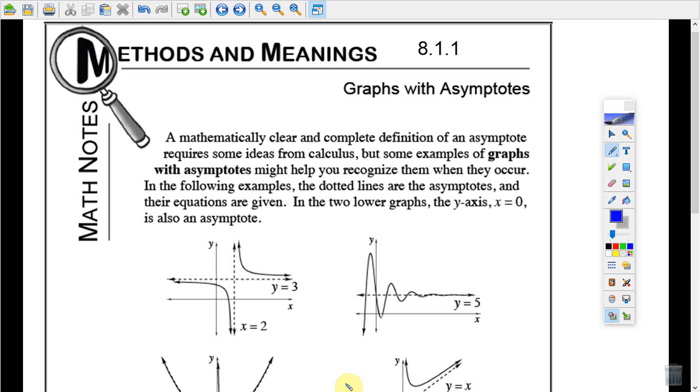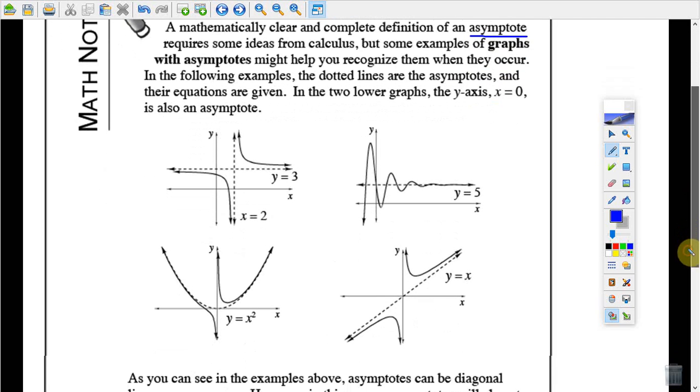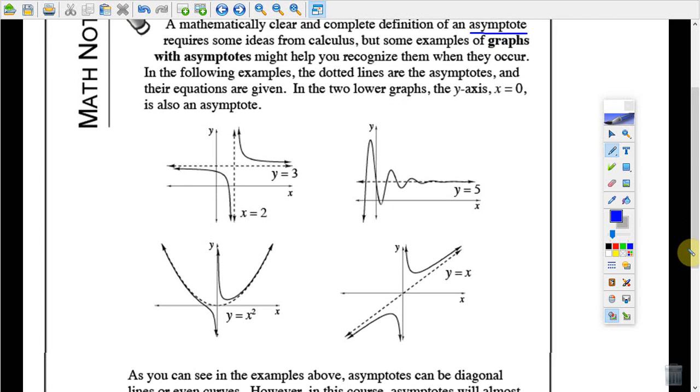So, a mathematically clear and complete definition of an asymptote requires some ideas from calculus, but examples of graphs with asymptotes might help you recognize them when they occur. In the following examples, the dotted lines are asymptotes and their equations are given. In the two lower graphs, the y-axis, or x equals 0, is also an asymptote. So let's take a look at these graphs here and talk about asymptotes.